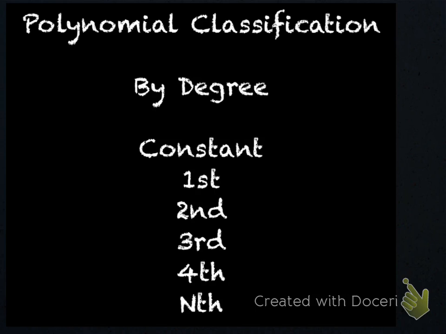You can classify polynomials by their terms, we just did, but you can also classify them by their degree. So you're wondering probably what the heck is a degree? Well, you might have heard me say it already. A degree is the numerical value of the exponent. So for example, 4x to the fifth is a fifth degree.